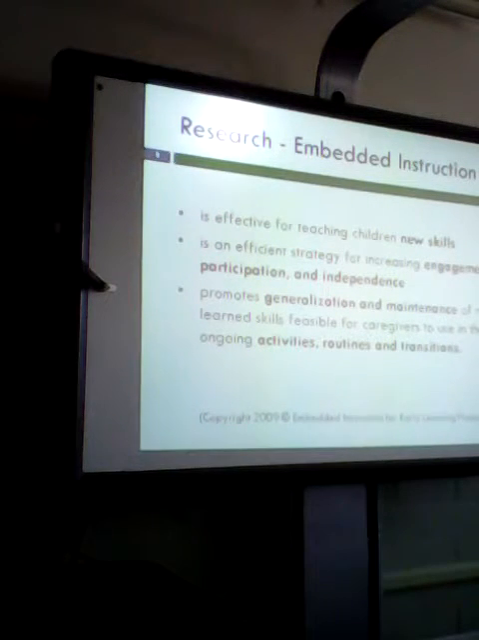So embedded instruction is effective for teaching children new skills. It is an effective strategy for increasing engagement, participation, and independence. It promotes generalization and maintenance of newly learned skills, and is feasible for caregivers in the ongoing activities, routines, and transitions.